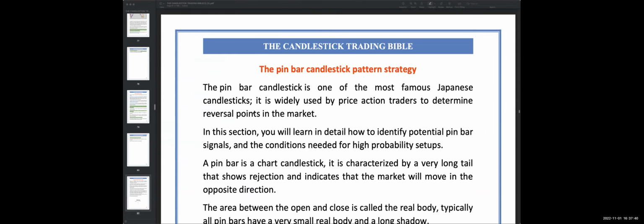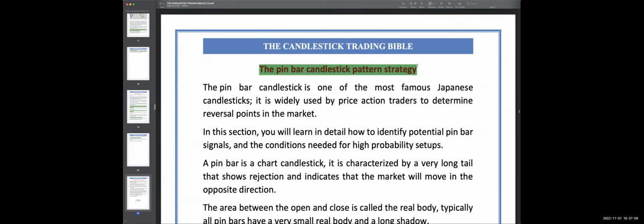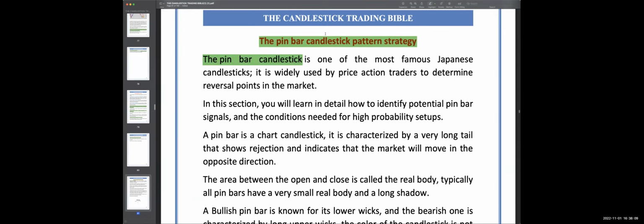All right, let's go to the signals. The pin bar candlestick pattern. From my own point of view, this is one of the most important candles which you find on your chart. If you see it on a zone, do not hesitate to execute the pin bar. All right, this pin bar candlestick is one of the most important candles. So let's get into it.